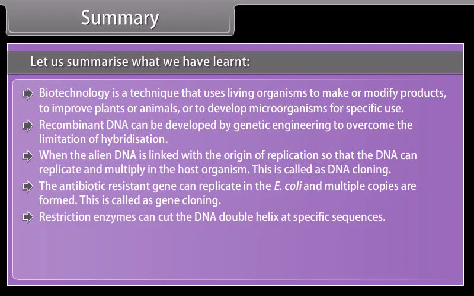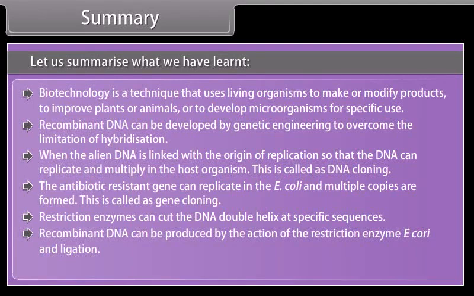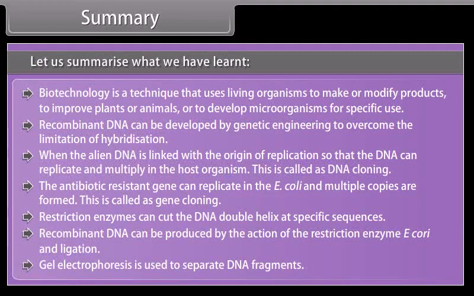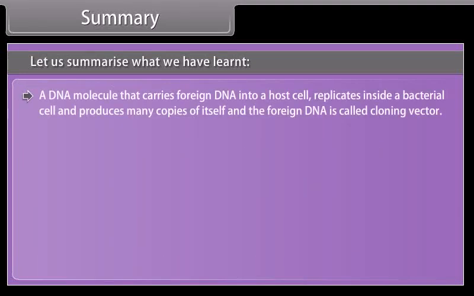Restriction enzymes can cut the DNA double helix at specific sequences. Recombinant DNA can be produced by the action of the restriction enzyme, E. coli, and ligation. Gel electrophoresis is used to separate DNA fragments. A DNA molecule that carries foreign DNA into a host cell, replicates inside a bacterial cell and produces many copies of itself and the foreign DNA is called a cloning vector.